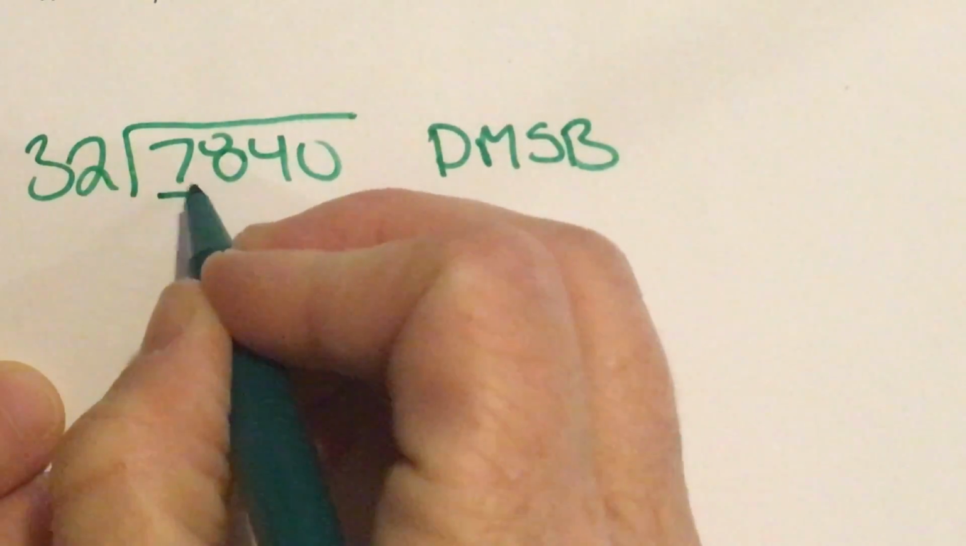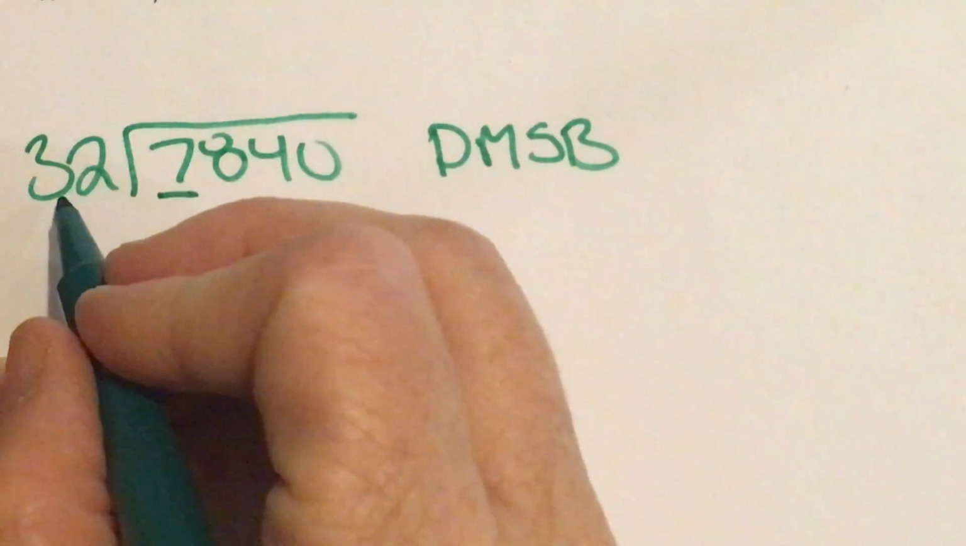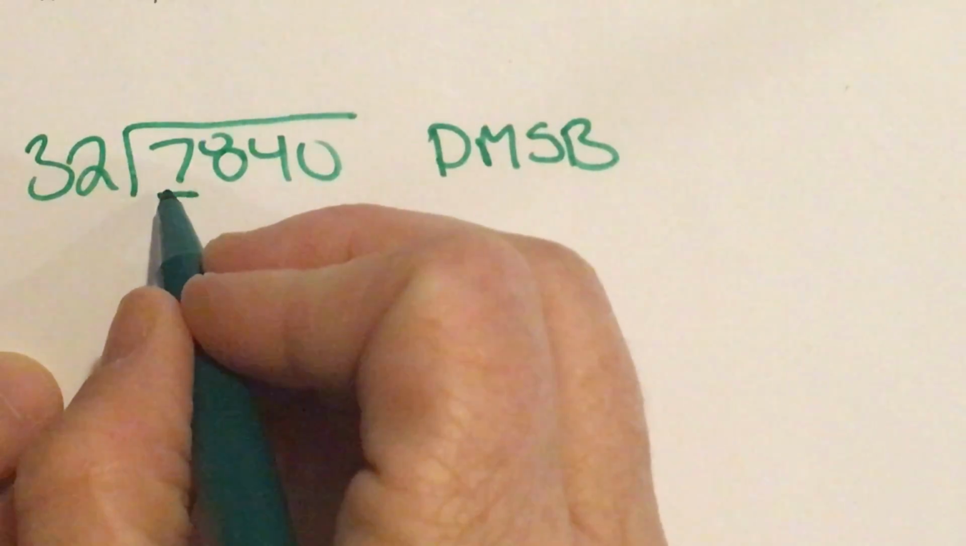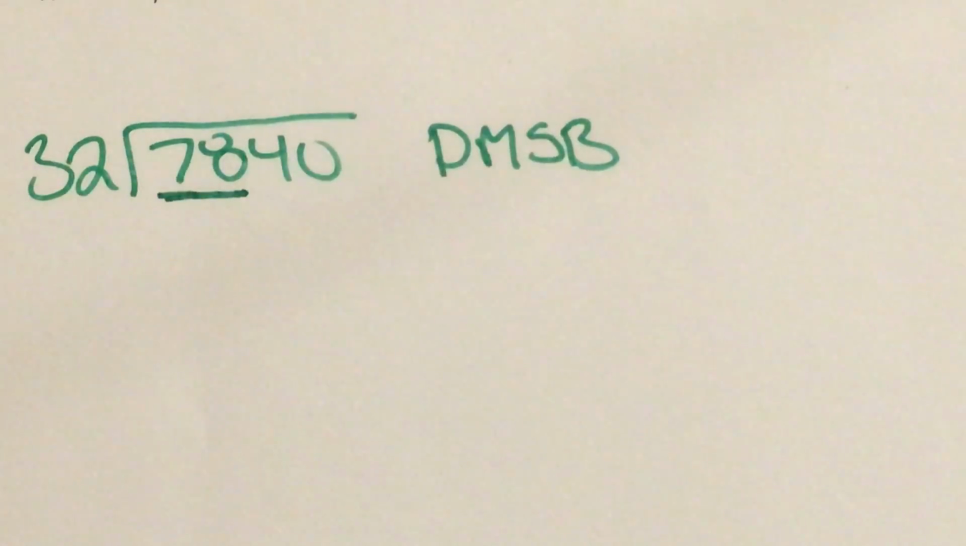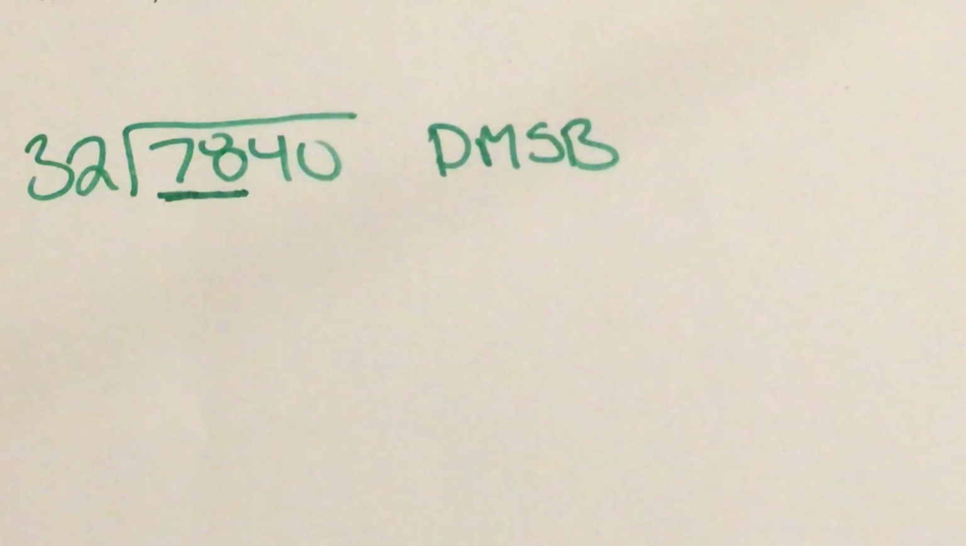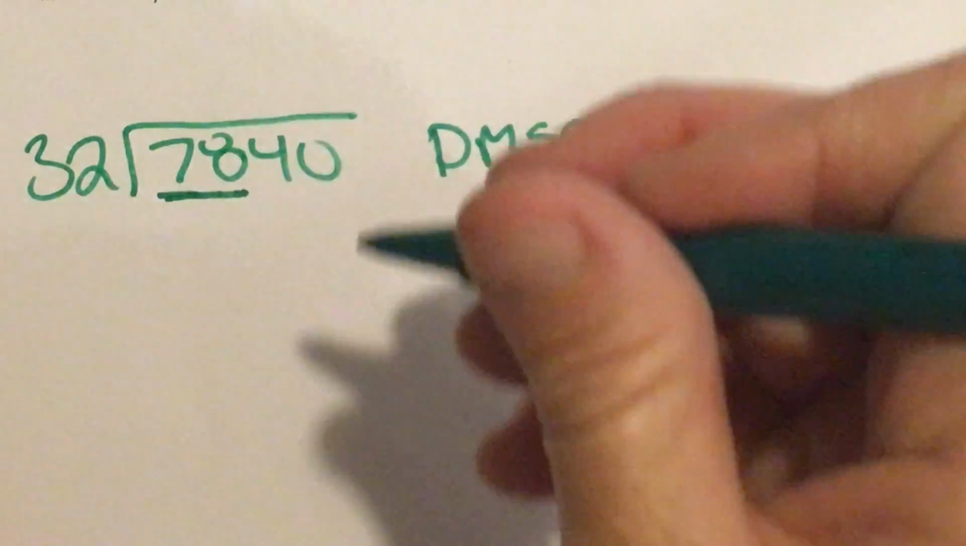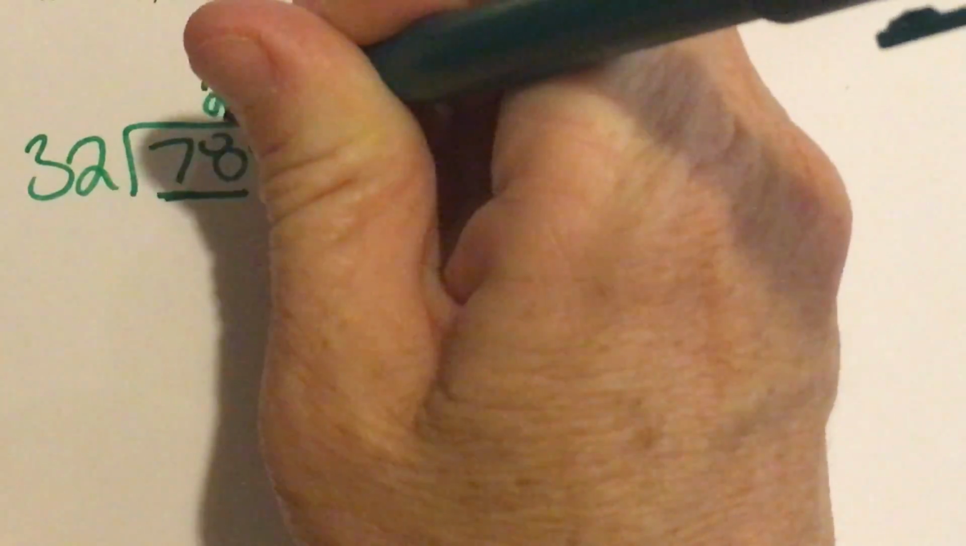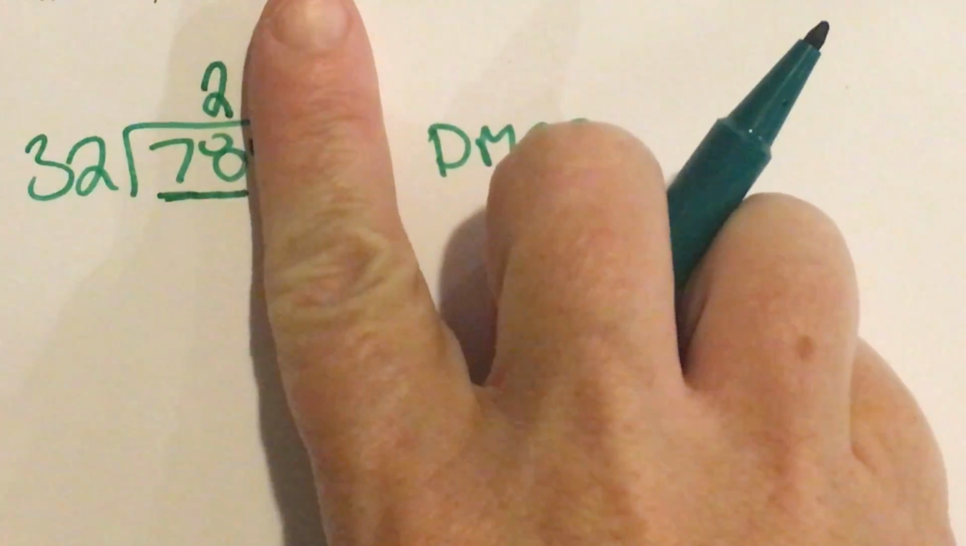So, from on daddy, divide. Can 32 fit into 7? No. Can 32 fit into 78? Yes. I can figure this one out in my head because I know 30 plus 30 is 60. So that's going to get me pretty close to here. And 30 plus 30 plus 30 is 90. That's going to get me too much if I do 3. So I know it's going to be a 2. Notice where I'm putting my 2 on top of the 78.